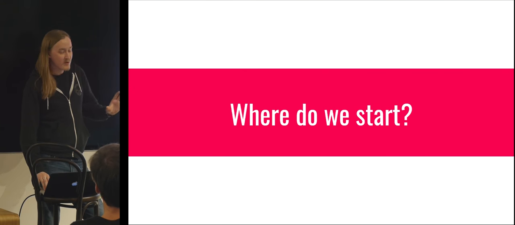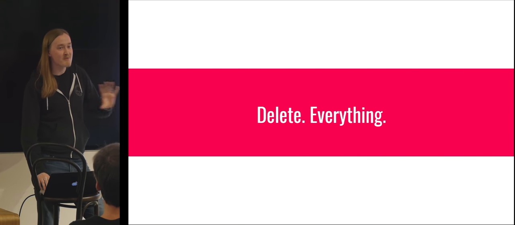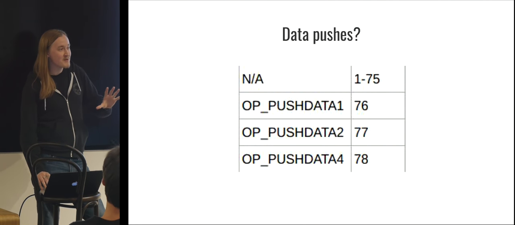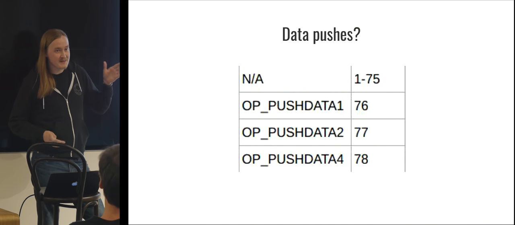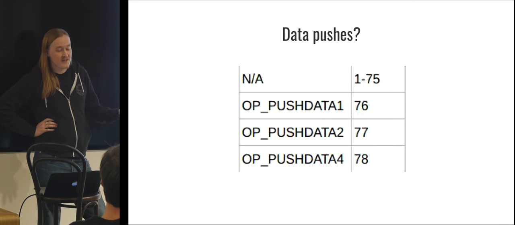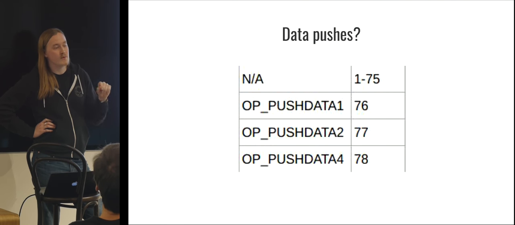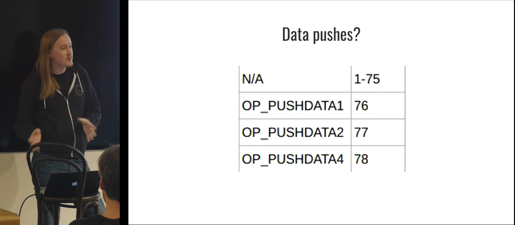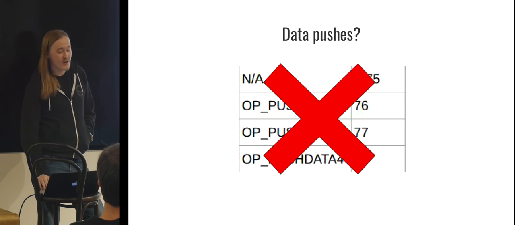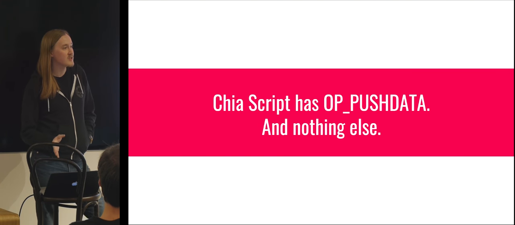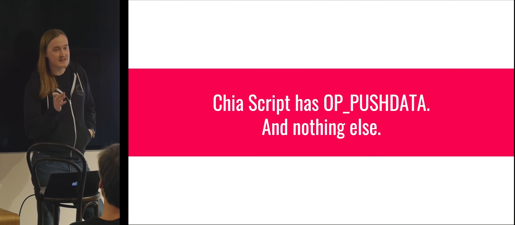So where do we start? Delete everything. Data pushes: Bitcoin uses bytes or opcodes 1 through 75 for just pushing data on the stack, and then it has three additional opcodes for pushing that. Push data 1 reads the next 1 byte and reads that as the number of bytes following that to push onto the stack. We're just going to delete all of those and standardize on push data. Push data is going to read the next bytes as a variable length integer and push that many bytes onto the stack from the script.